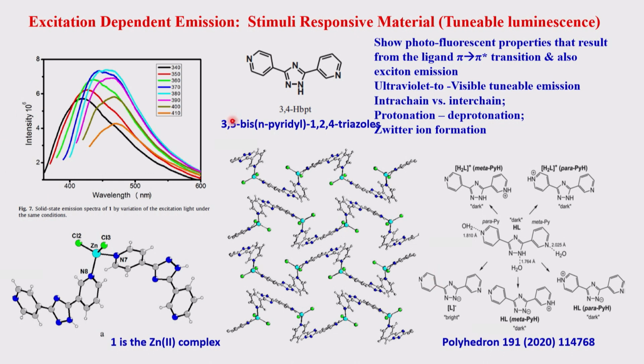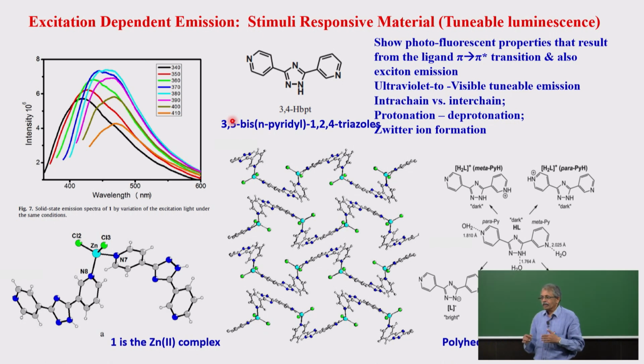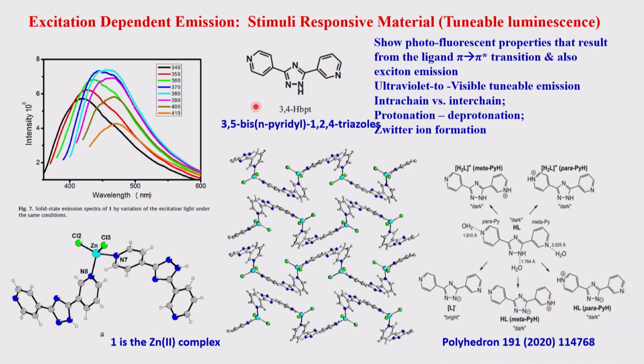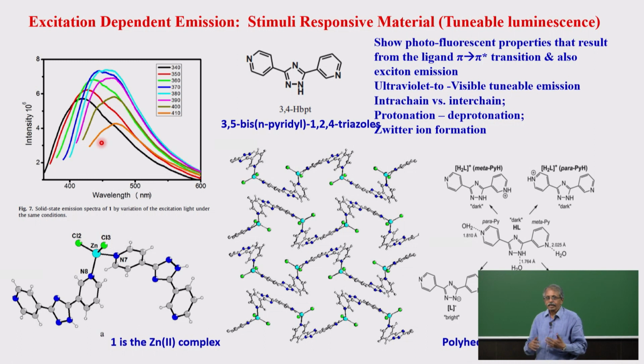In the previous example it was different. There you had a different R group, therefore a different emission band. Here there is no different R group, but there are different kinds of species: a neutral species, cationic species of different types, an anionic species, or a zwitterionic species. Therefore, different excitations fluoresce at different wavelengths. So this is another way that a material can be tuned to have tunable luminescence or tunable fluorescence. In this case it is basically fluorescence, because you're using an excitation and getting emission.